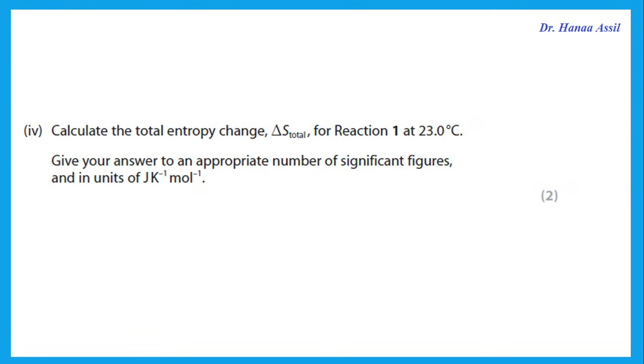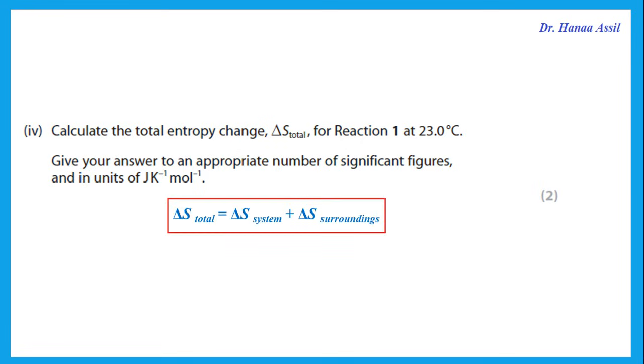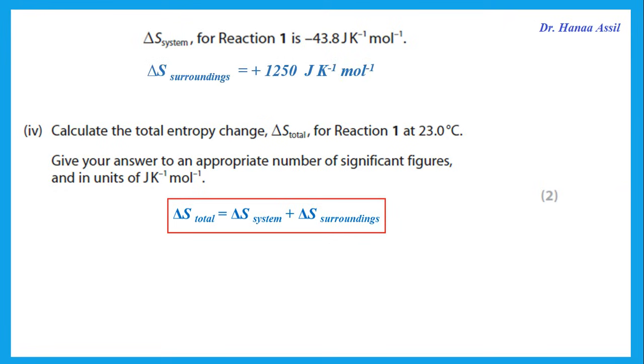Calculate the total entropy change for reaction 1 at 23 degrees Celsius. Well, we know that delta S total is the delta S of the system plus delta S of the surroundings. We were already given the delta S of the system and we calculated the delta S of the surroundings. So just adding them up, again please put a sign before the final value and units. So units here are in joule per degree per mole.